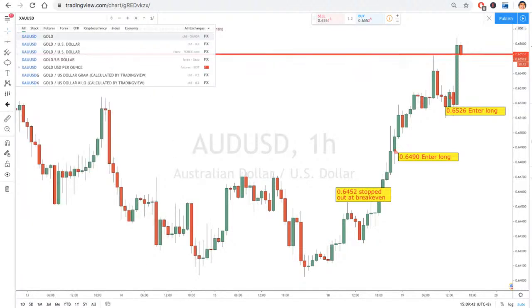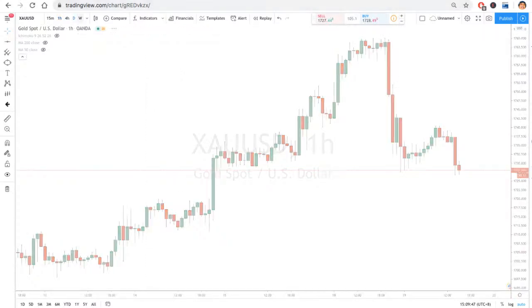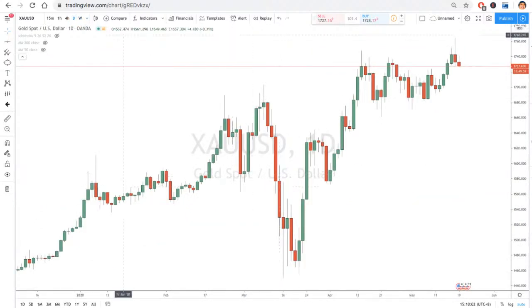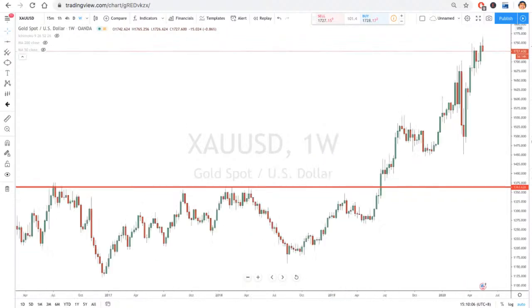Okay, we are looking at gold. It's XAU USD. It has gone up significantly. We were at 1363 and currently it's 1727. It's about $400 going up. Let's analyze this pair. It's been long since I last analyzed.